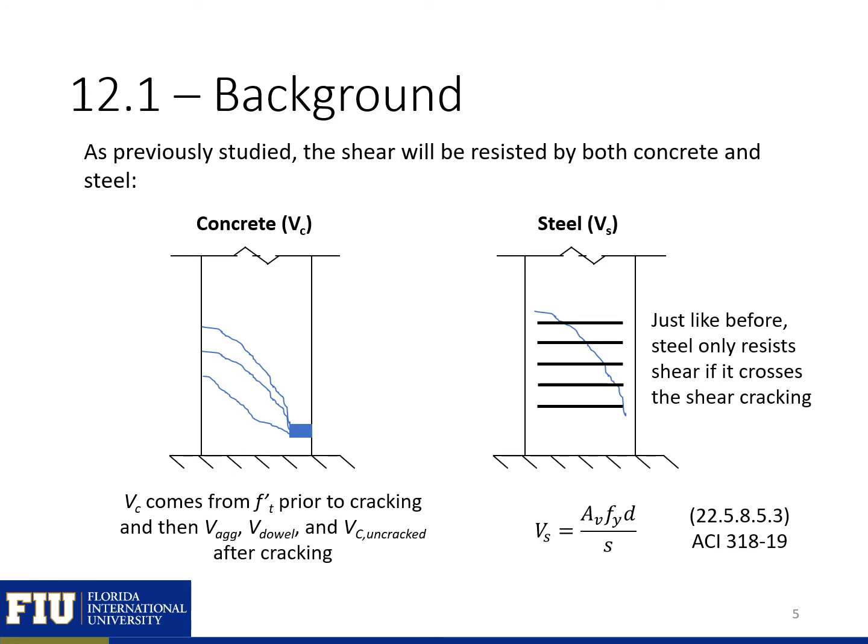Similar to what we previously studied in this class, shear in columns is going to be resisted by both concrete and steel. Our V_c component comes from the tensile strength of the concrete before cracking, and then our different after cracking components that we talked about before. Just like before, only the steel that crosses a shear crack is going to resist the shear, and we can find the shear resistance using our same equation that we used before, shown here.